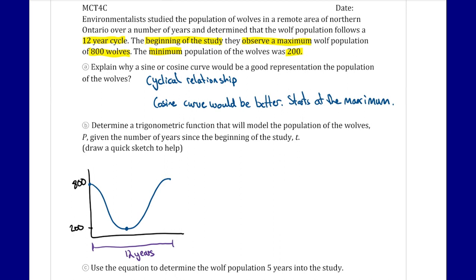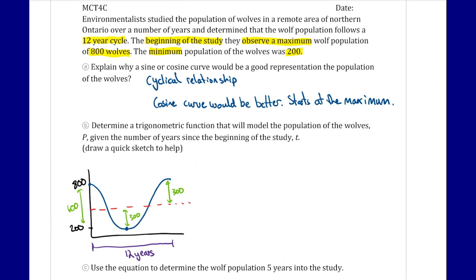Again, I know my maximum, I know my minimum. My midline needs to be exactly in the middle. So if I go from 800 to 200, what is that distance? Well, this entire difference is 600 wolves, or 600. So that means my amplitude has to be 300, because it's half the distance from the max to the min, or the amplitude is basically the distance from the midline to our max or min. So I know my amplitude now.